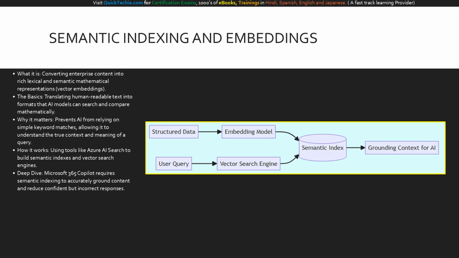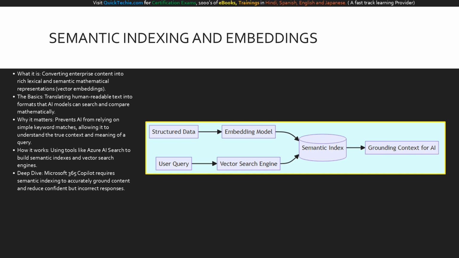Let us take a deep dive into the intelligence layer, specifically focusing on semantic indexing and vector embeddings. Once your data is perfectly clean and structured, how do AI systems actually understand it? We convert your enterprise content into rich lexical and semantic representations, which are known in the industry as vector embeddings. This is an absolutely critical step because Microsoft 365 Copilot, Copilot Studio, and custom AI agents rely entirely on semantic indexing to ground content correctly.